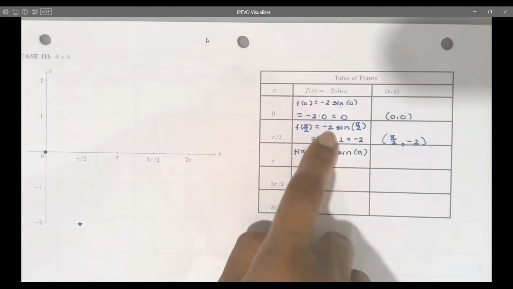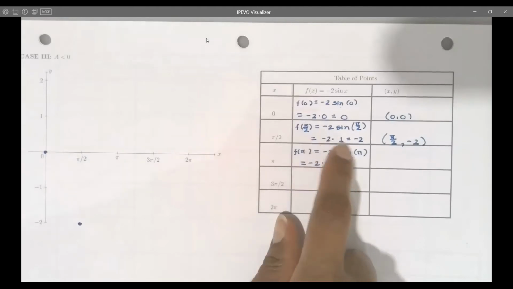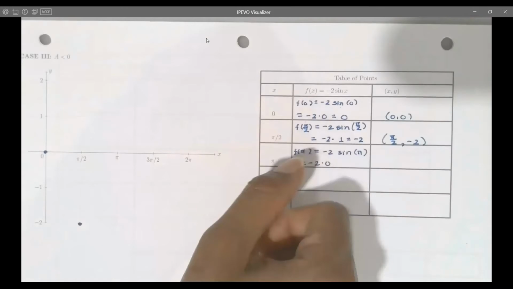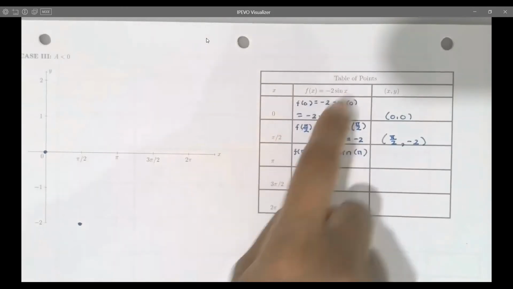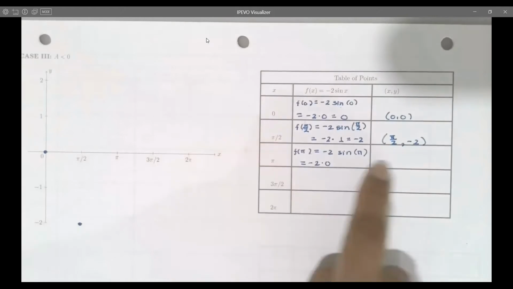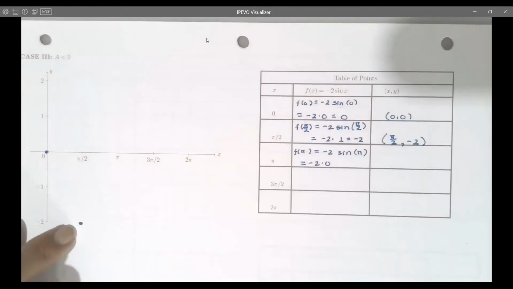Then you bring down the negative 2. Negative 2 times 1 gives us negative 2. So for this whole thing, negative 2 times sine of pi, when you plug in pi over 2, you get out negative 2. Okay, so that's the point that we want to plot.